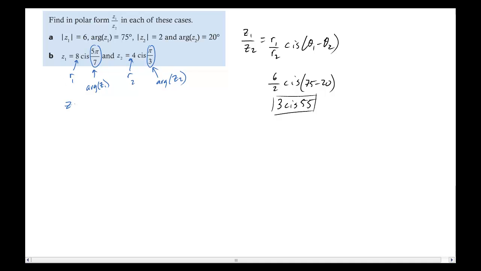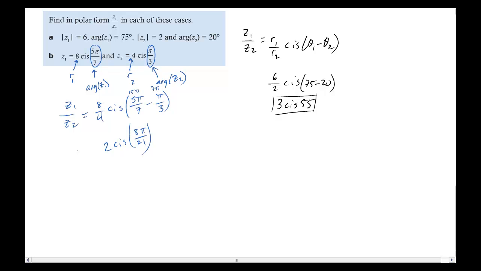We say z1 divided by z2 equals 8 over 4, r1 over r2, cis theta 1, which is 5 pi over 7, minus pi over 3. Common denominator of 21, so this will be 15 pi, this would be 7 pi, and so we end up with 2 cis 8 pi over 21. And there you've rewritten it.